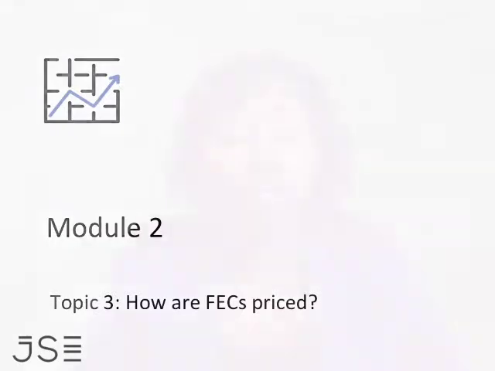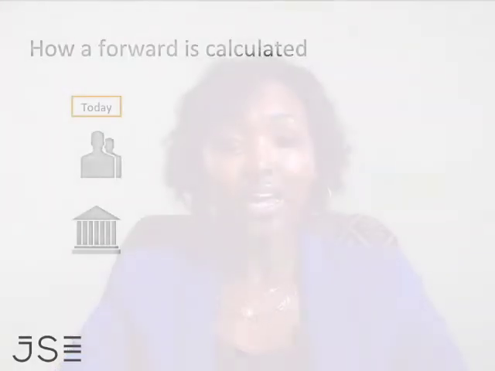Now we're looking at Topic 3, which is how FECs are priced. In the previous topic, we spoke about how no one can predict the future and no one knows where the rand will be trading in the future. So then you could ask yourself, how does a bank know today what price to give me on an FEC contract that's going to be traded in the future? So let's unravel that mystery.